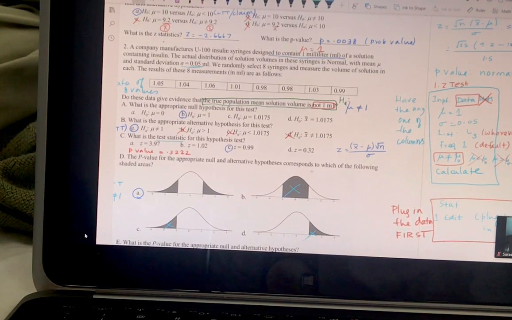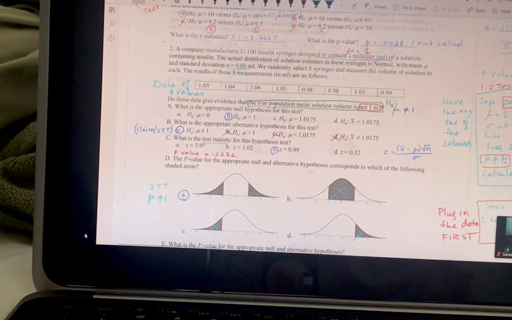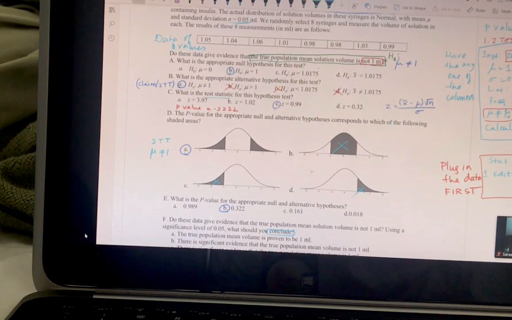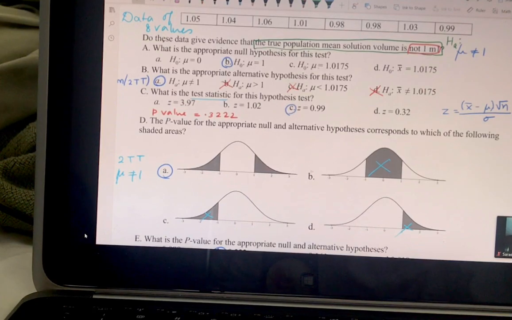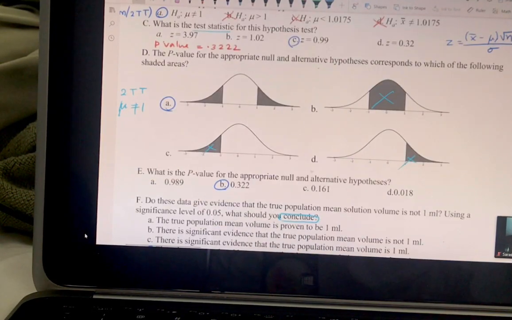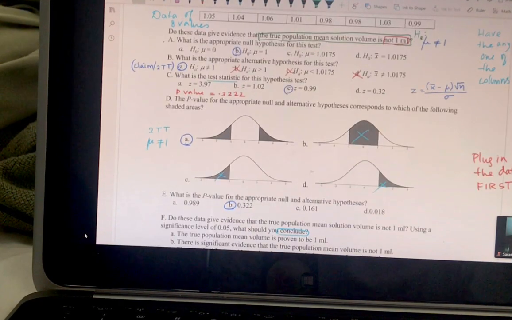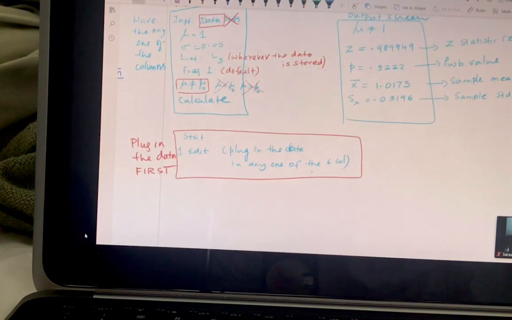Again, in this problem, the p-value is 0.322. They did not ask, but I have written that one. Maybe later it comes. Oh yeah, later it comes, in the E subdivision. What is the p-value? The p-value is 0.322. That's right, because that was the p-value given by my TI, or you can also use the normal CDF.